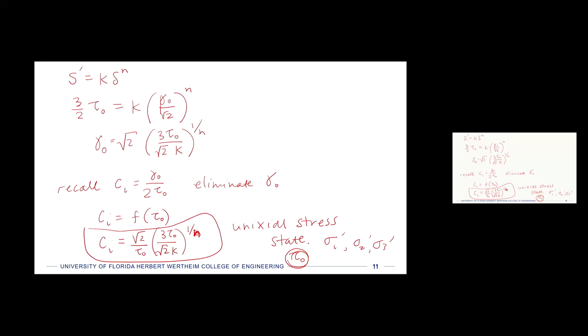Right? So if it works like this using tau naught, we can take the complicated expression, the full expression for the octahedral shear stress, and we can substitute it into here to get a long expression for what is C sub I as a function of n, of course, but then also sigma 1 prime, sigma 2 prime, sigma 3 prime. So that's what we want. And then we can know the stress-strain relationships between them.